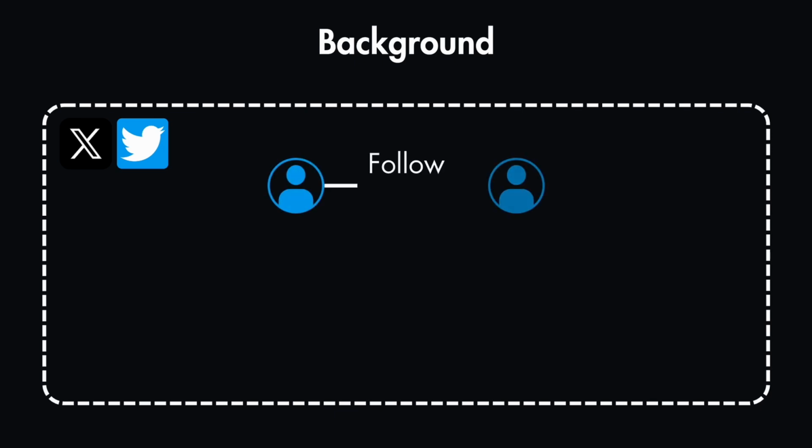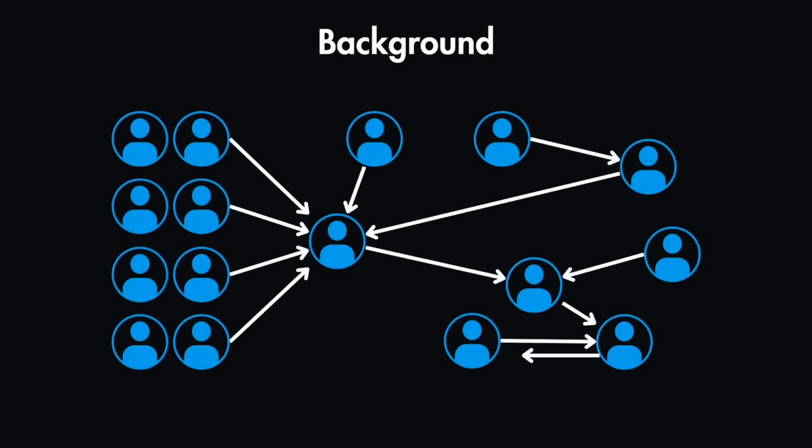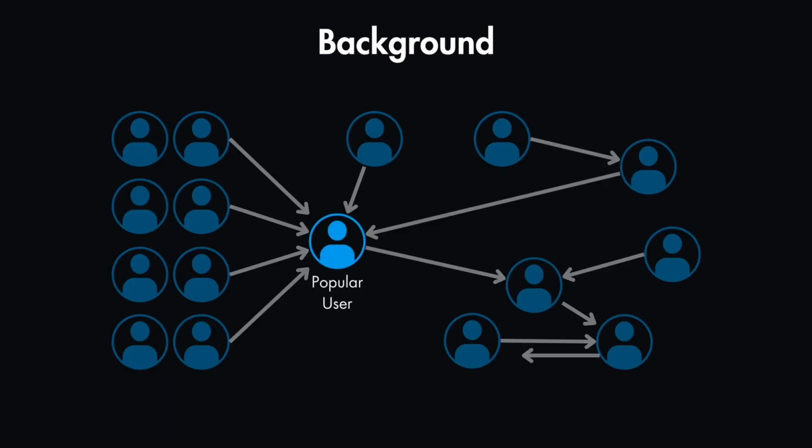So let's start with the background of X or Twitter. We know that people can follow others, and this can be mutual, meaning others can follow them back. So people can follow each other, but naturally some users will end up being more popular, meaning with more followers. And this indicates that it will be a read-heavy system, as most users only browse the tweets, while a small percentage will be actively creating these tweets.